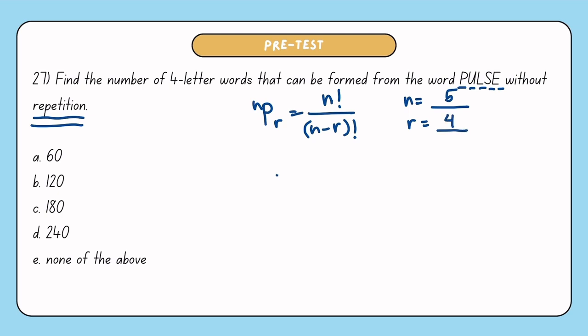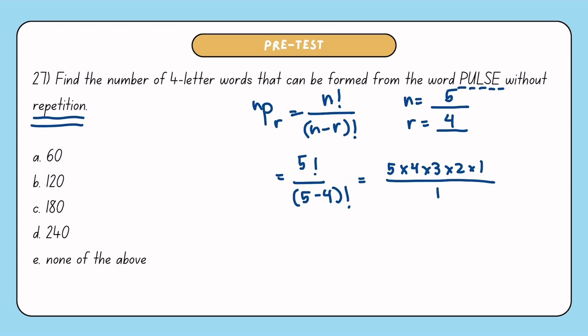So we have 5 factorial over 5 minus 4 factorial, which is just 5 times 4 times 3 times 2 times 1 over 1 factorial, just 1. So we have 5 times 4 times 3 times 2 equals 120. So the answer is letter B.